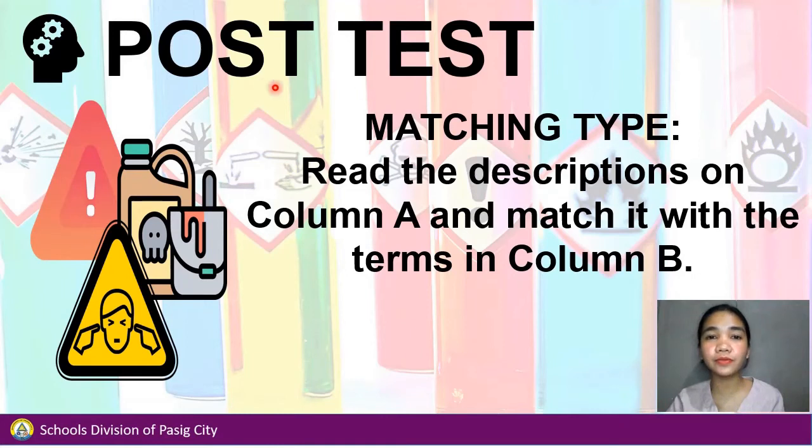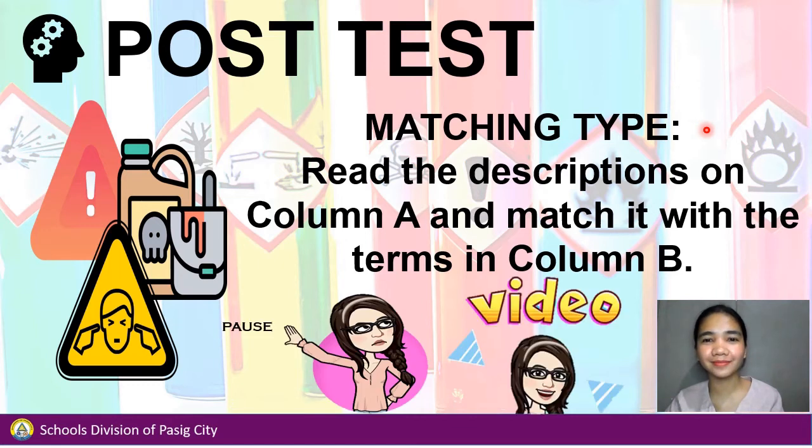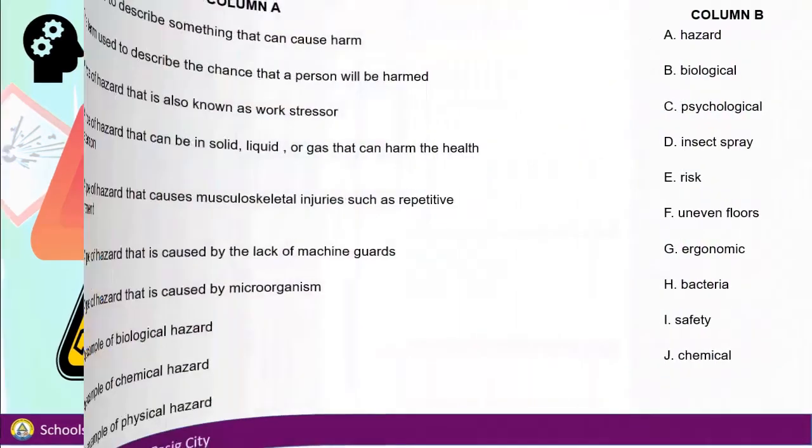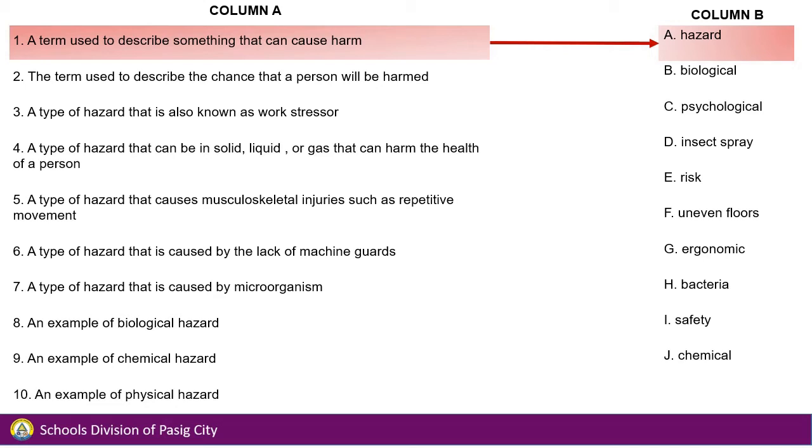Now to see what you've learned today, we will do matching type. Read the descriptions on column A and match it with the terms in column B. Pause the video when answering and play the video when you're done. Number 1. A term used to describe something that can cause harm. A. Hazard. Number 2. The term used to describe the chance that a person will be harmed.